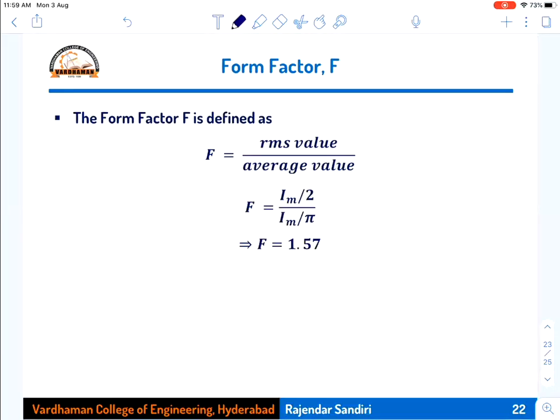Next, almost last, we have finished. Form factor and peak factor, two parameters are there. Form factor F is defined as F equals RMS value by average value. It can be voltage or current, whatever it may be. I have taken current here. You can take voltage as Vm by 2 and Im by Vm by pi. Both Vm will cancel. In the case of current also, Im by 2 and Im by pi, Im will cancel. Then F is equal to 1.57, which is the form factor.